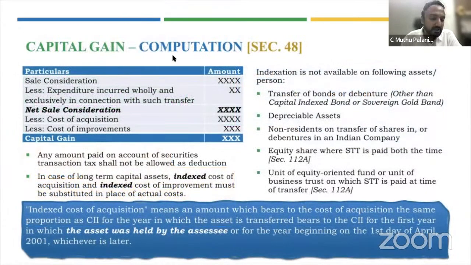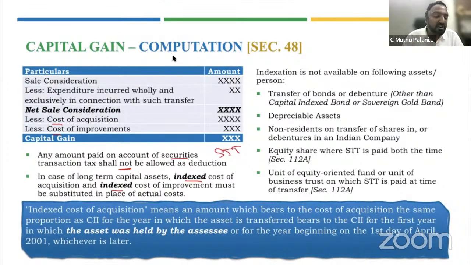Okay, so that is compulsory acquisition. Now, how do you calculate capital gain? You have sale consideration, in the manner we saw now, less selling expenditure, and you get net sale consideration. From net sale consideration, you reduce cost of acquisition and cost of improvement. The resultant will be capital gain. But if it is long term, cost of acquisition will be indexed cost of acquisition and cost of improvement will be indexed cost of improvement. Any amount paid as securities transaction tax, STT, will not be allowed as an expenditure for the purpose of capital gain.